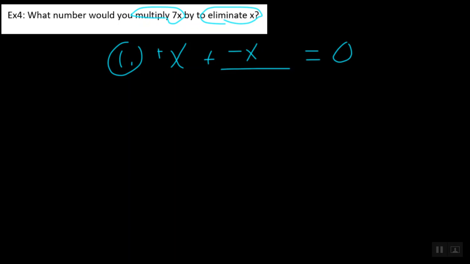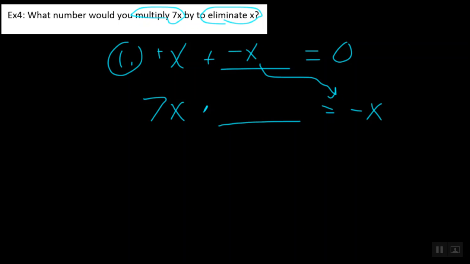Okay, here we are in example 4. What number would you multiply 7x by to eliminate x? Okay, so remember, here's our first question. X plus what number would equal 0? Well, the opposite of a positive x would be a negative x. And we want to multiply 7x by some sort of number so that we can get it to equal that negative x, because that's our goal to get to.